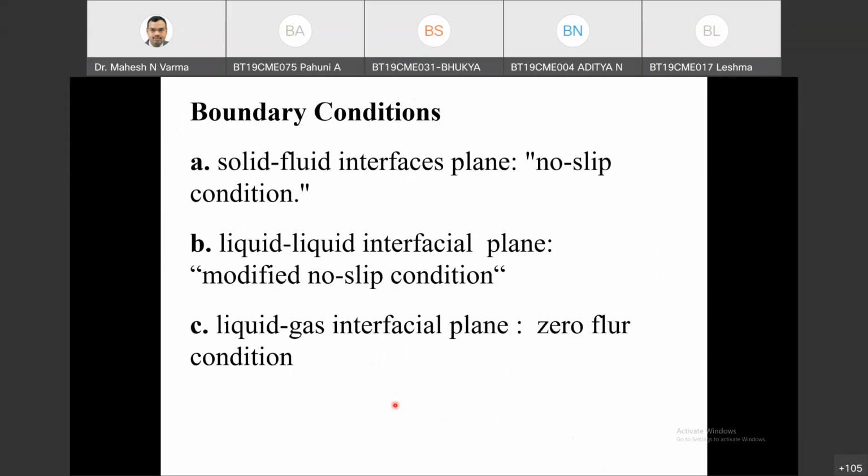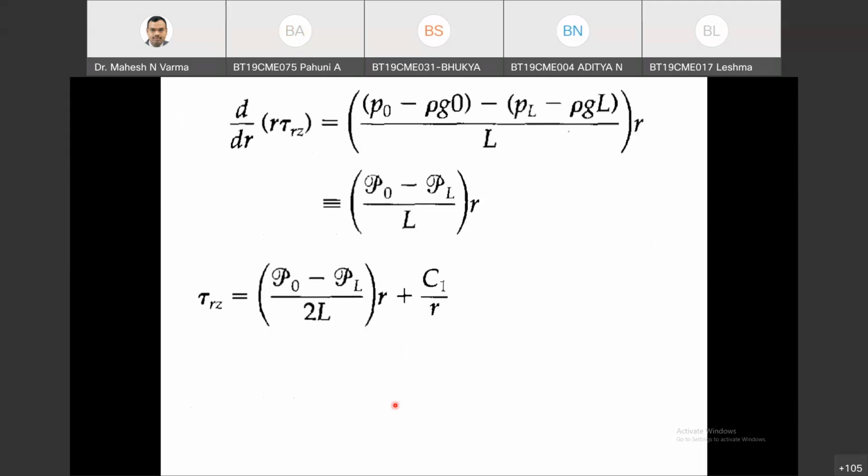Excuse me, sir. Yeah, tell me. So could you please explain this P naught minus rho G naught, that expression, how, Okay. why we have modified it? So I could not Okay, understand.